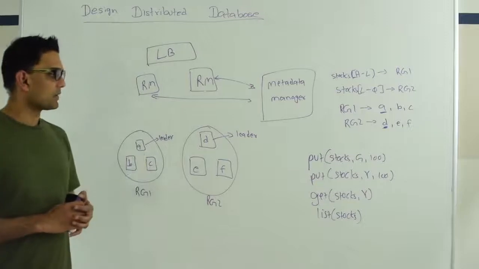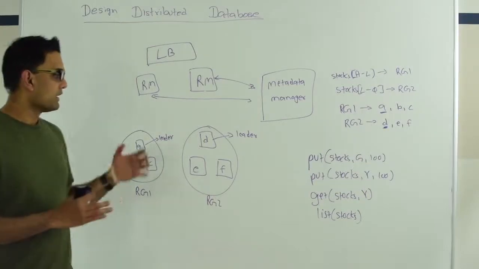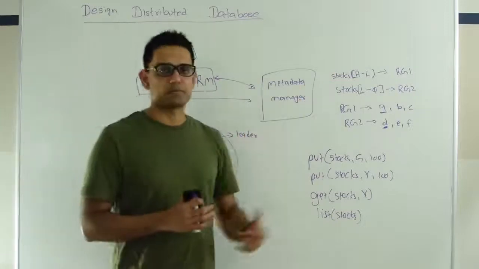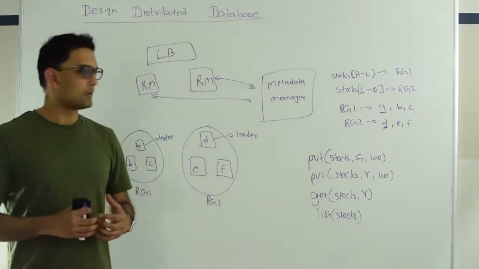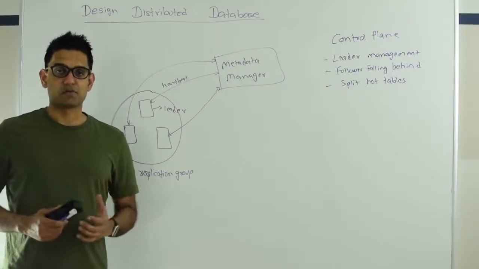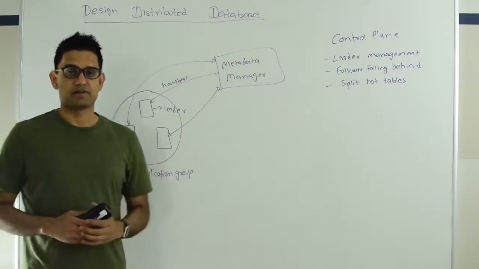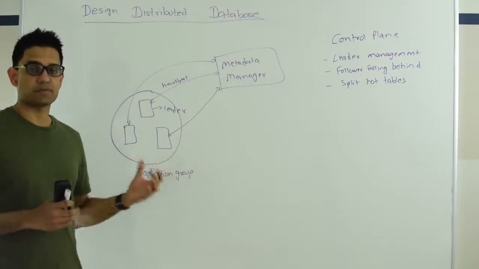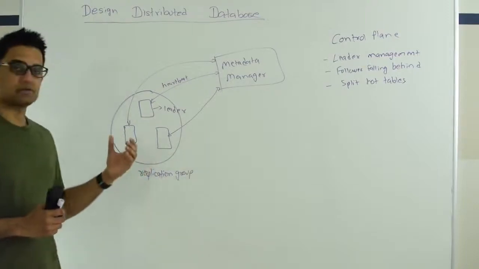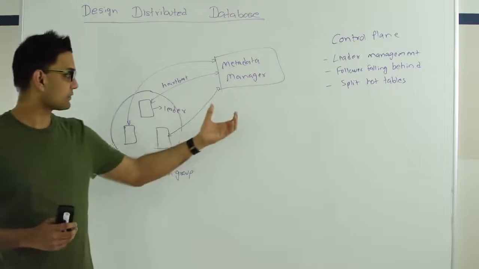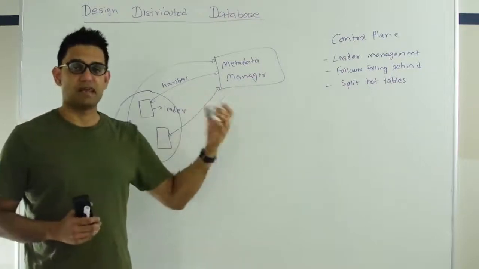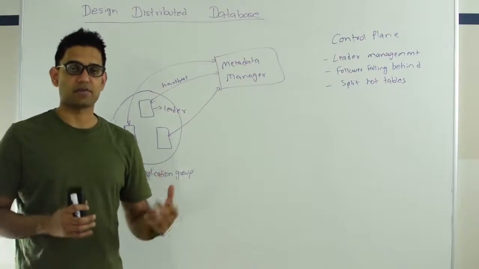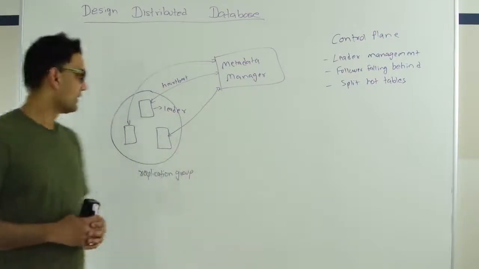So next, let's talk about the control plane, where if a table gets really hot or really big, how do we split it into multiple parts? The first control plane job is leader management. When a new replication group comes in, all the 3 nodes in the replication group try to become a leader, and based off a consensus protocol like Paxos, the metadata manager will elect one of them as a leader, and then all the reads and writes for that replication group will go through that leader.